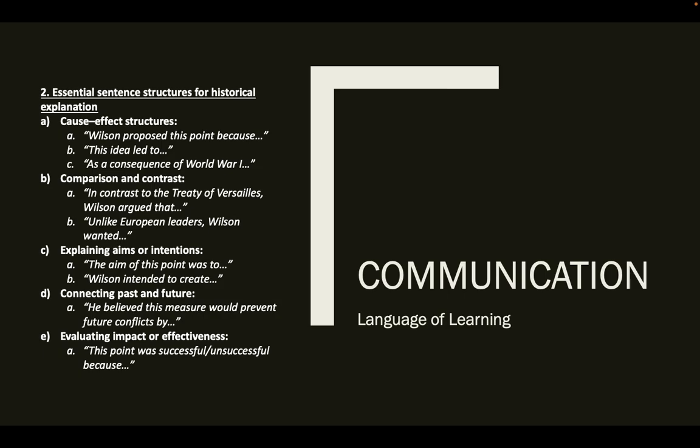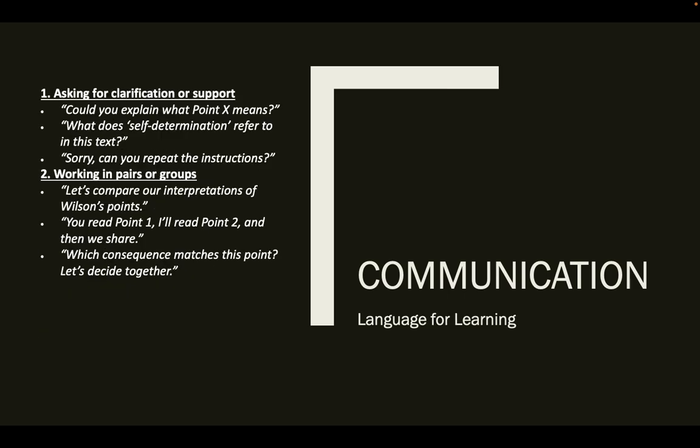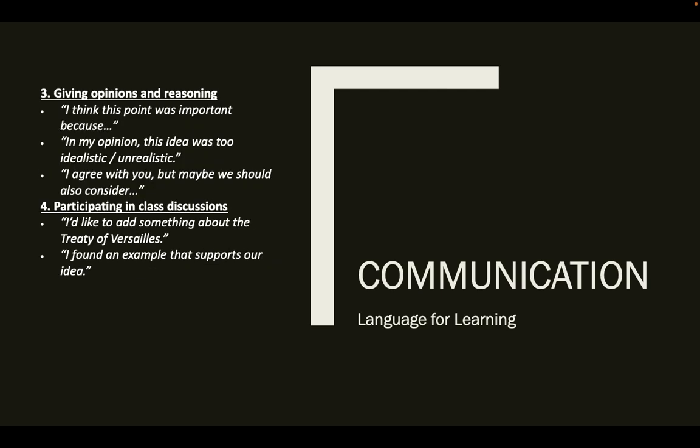and essential sentence structures for historical explanation like cause-effect structures, comparisons and contrasts, explaining aims or intentions, connecting past and future, and evaluating impact or effectiveness. About communication, language for learning, we have in the first place asking for clarification or support, in the second place working in pairs or groups, in the third place giving opinions and reasoning, and participating in class discussions. These are the communication skills they have to develop.